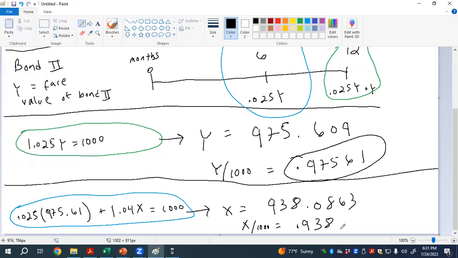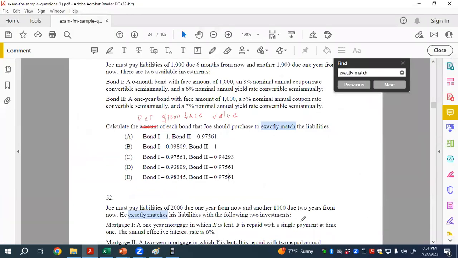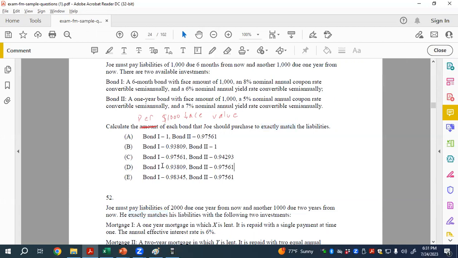Let's do 09. That should be exactly what's there. 93809, exactly. So yeah, it is D. Okay. Oops, let me get rid of this. Yeah, so the answer is D.